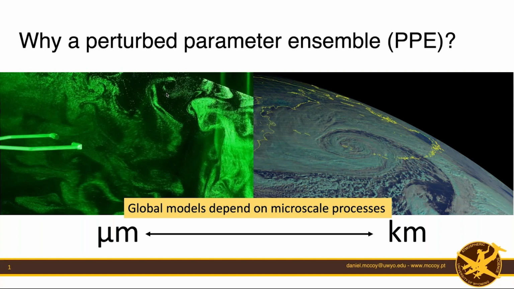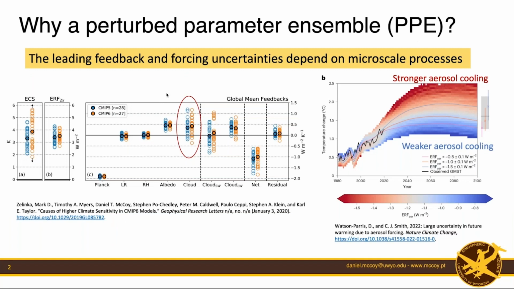The hydrometeors and cloud droplets that make up those storms are microscale. So even as we move to progressively finer grid scales for our global models, for the foreseeable future we're parameterizing a lot of the relevant cloud aerosol processes. And looking across at least the last few generations of climate models, a lot of the leading terms in terms of feedback and forcing uncertainty are pretty dependent on microscale processes.